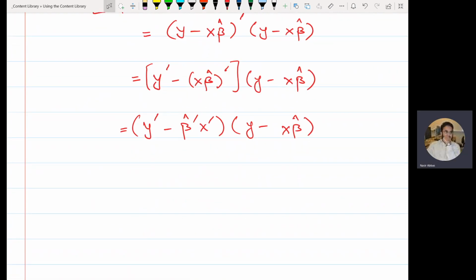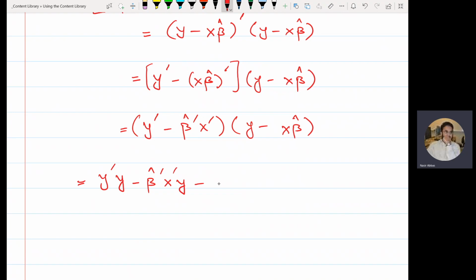So now I have 2 terms in the first bracket, 2 terms in the second bracket. Straight away I will multiply them and I'll get what? I'll get Y prime Y first into first term. Then I'll get minus beta hat prime X prime times Y. This is the second term.